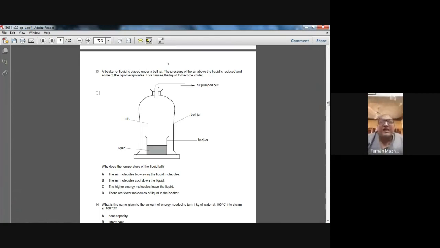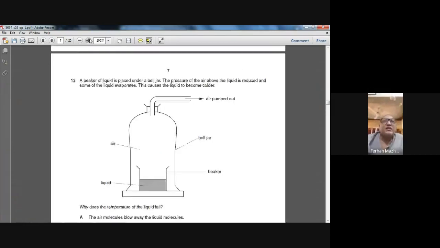You see, the molecules with the higher kinetic energy evaporate. The liquid body which is left has molecules with less kinetic energy. So the average kinetic energy of that liquid body reduces and its temperature drops. So his question is, why does the temperature of the liquid fall?